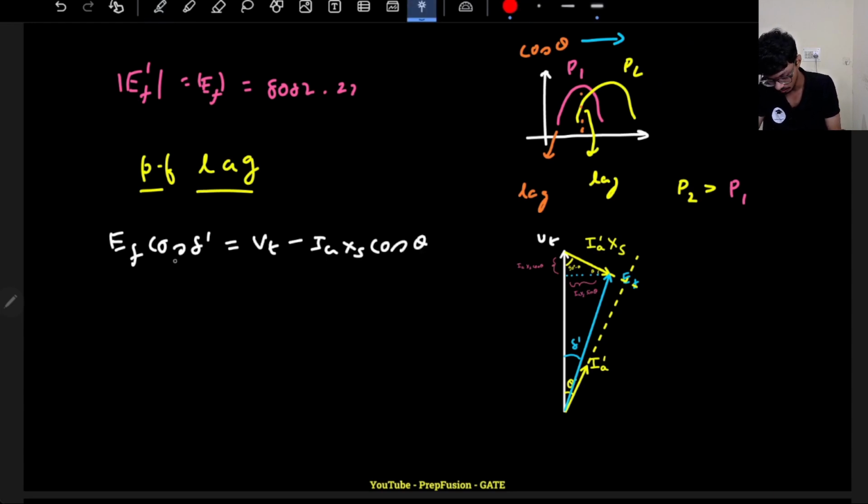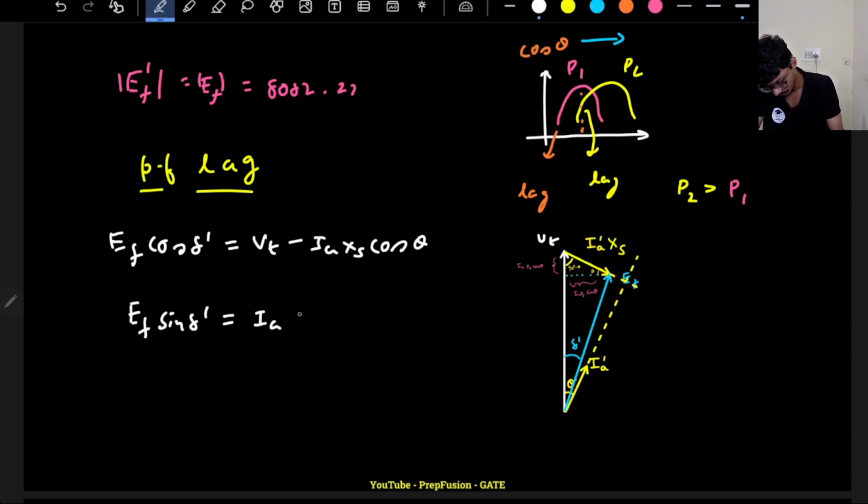Now here, what is unknown? Cos delta is unknown, cos theta is unknown. So I don't know both of these values, so I cannot eliminate here. Next equation: Ef sin delta dash, this perpendicular component, will be equal to Ia Xs sin theta. So from here, can I do anything? I don't know what theta is. I don't know the power factor angle.